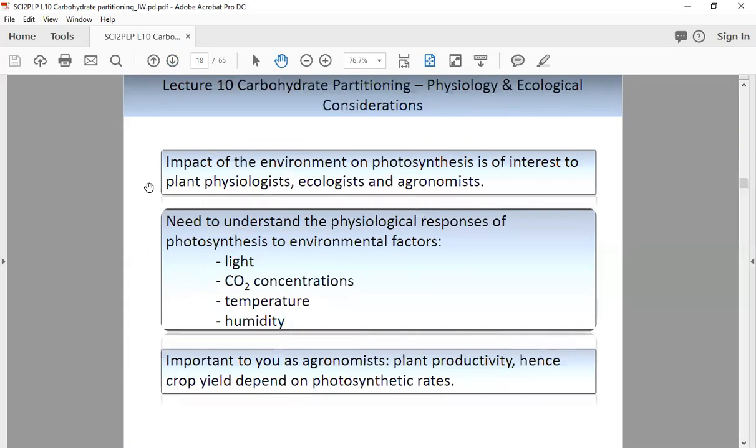And we need to understand how photosynthesis responds to environmental factors such as light, carbon dioxide concentrations, temperature, as well as considering indirect responses that are mediated through stomatal closure. So, for example, effects such as humidity and even soil moisture. And of course, this is important to all of us because plant productivity and hence crop yield depends on prevailing photosynthetic rates in a constantly changing environment.